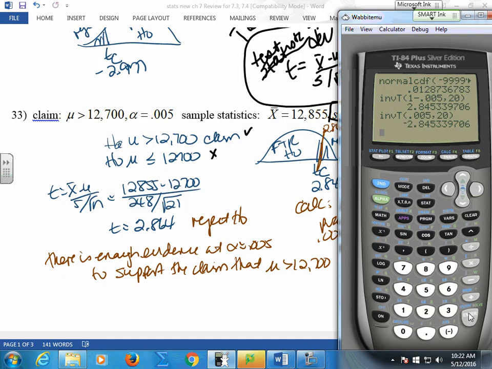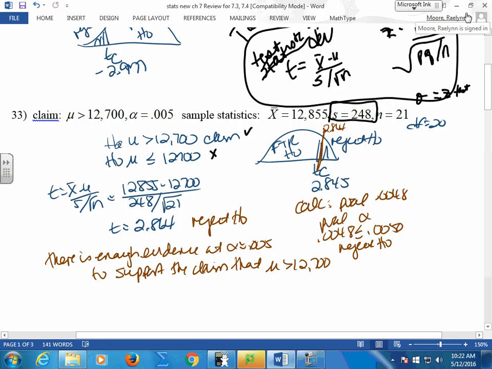Yeah, it'll give you the negative without the 1 minus. So you can use your inverse t, but what you have to remember on inverse t is the 2 tails. You have to divide by 2, just like you do the inverse norm. You can do that if you rather use that than the table.